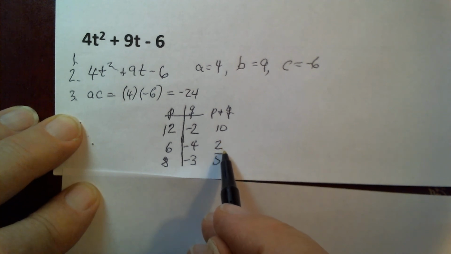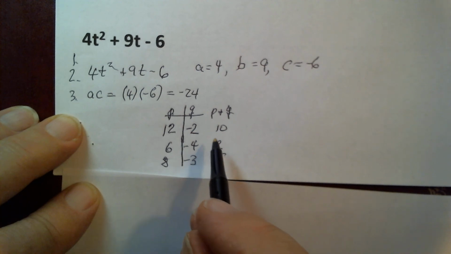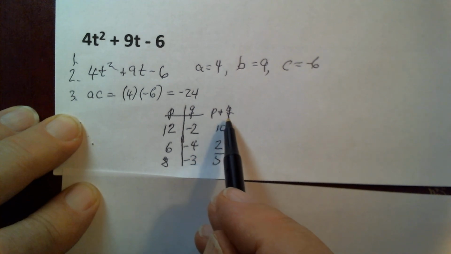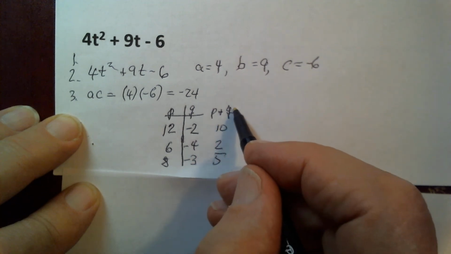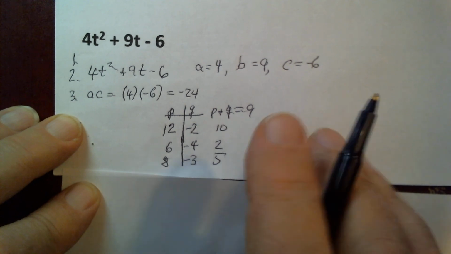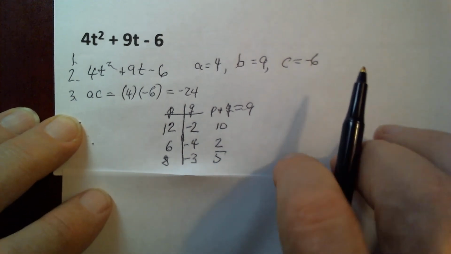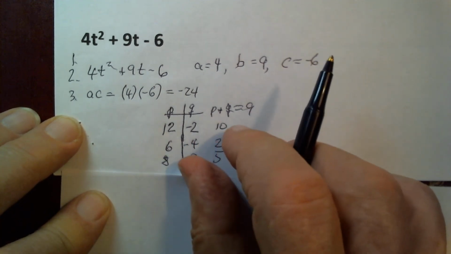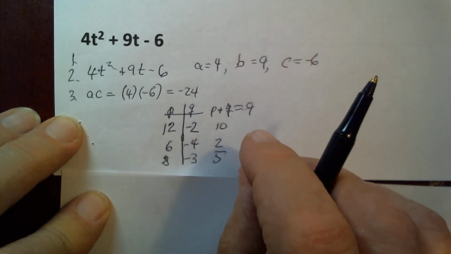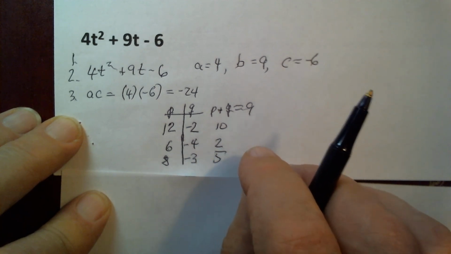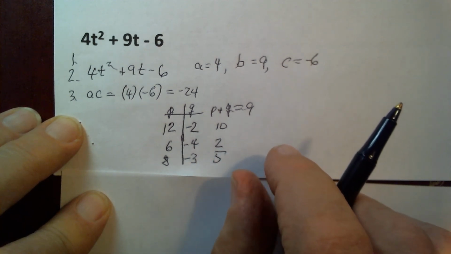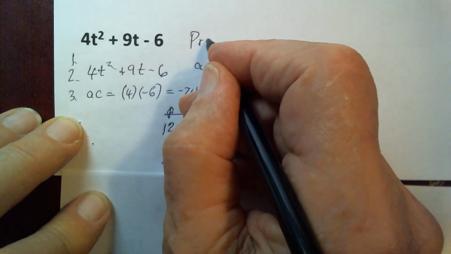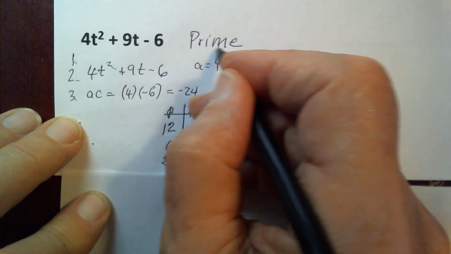So what happens now is that you say, okay, I cannot factor minus 24 in such a way that the sum of the two factors is equal to positive 9. In other words, we cannot factor this trinomial using the AC method. In other words, we cannot factor this trinomial over the integers. And so this is what I like about the AC method, even though the book doesn't really get into that. But this is a prime polynomial. In other words, it's a polynomial that cannot be factored.